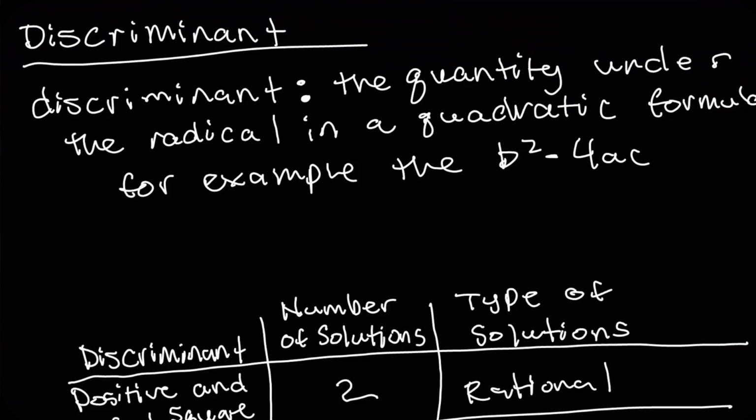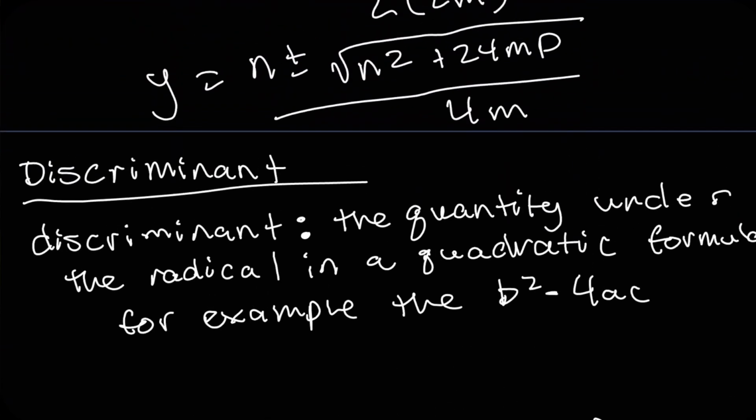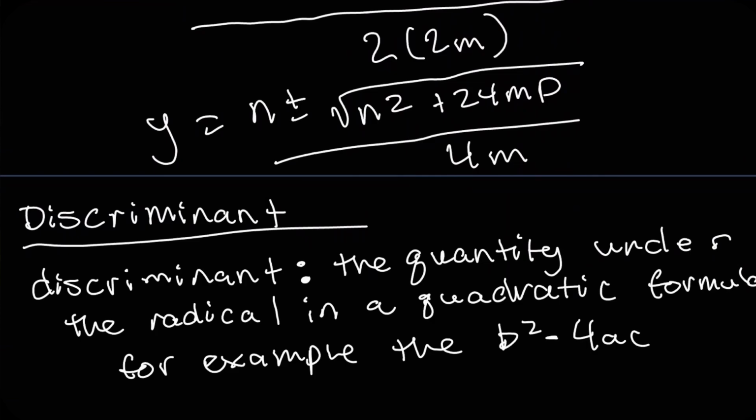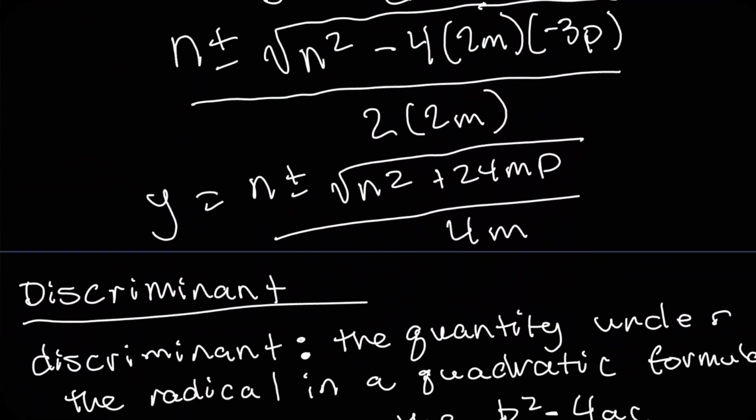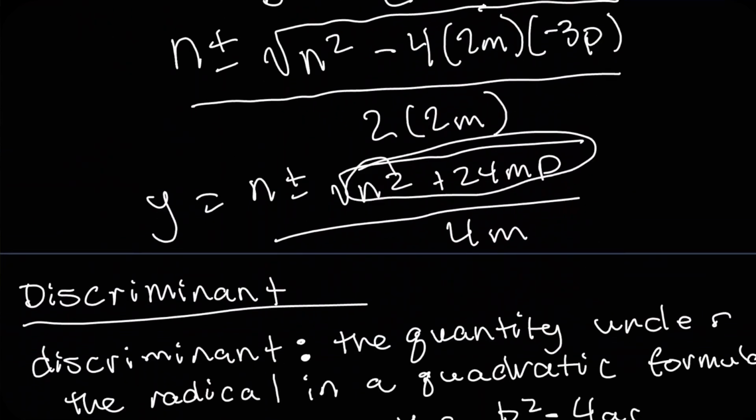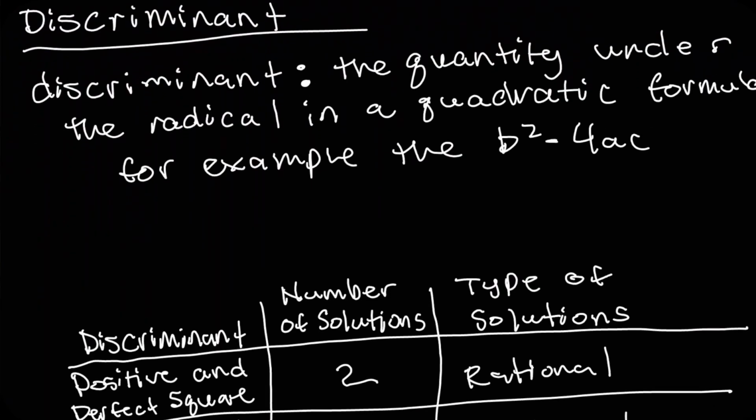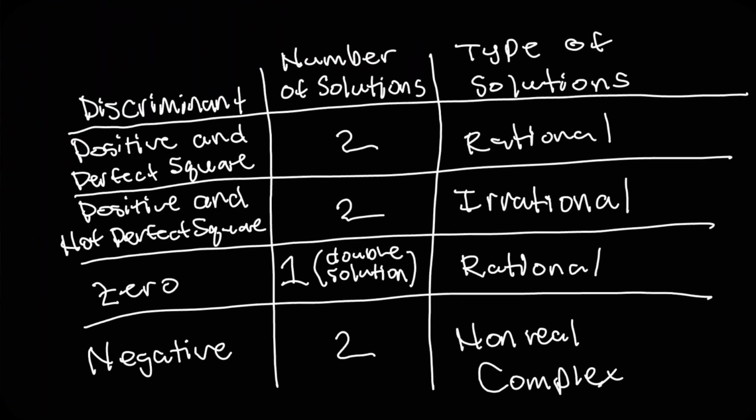Okay. So now we have the discriminant. The discriminant essentially is the quantity under the radical in the quadratic formula, for example, b squared minus 4ac. In our case, that would be something like this. This would be the discriminant. And we can essentially look at that to determine the number of solutions and the type of solutions.